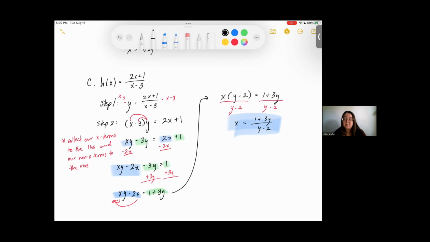All right, now our last step, remember, switch x and y and replace y with f inverse of x. So step 3, we now have y is equal to 1 plus 3x divided by x minus 2. Now replace that y with an f inverse of x. f inverse of x is equal to 1 plus 3x divided by x minus 2. And there we have it. So we definitely see a lot of opposites kind of going on here. This is our final answer.